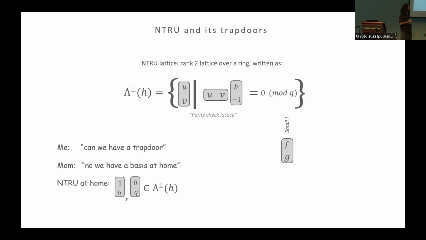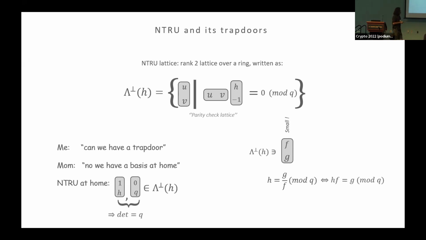Actually, I will do it backwards. I will start by constructing the first vector of my to-be good basis. So let's take (f, g), which is a small vector with f and g in the ring. And then I will set h to be g over f mod q. Why am I doing that? The answer is pretty simple, because this is perfectly equivalent to having hf equal to g mod q. And then you're like, oh, that's great, because it means that by construction, this (f, g) belongs to the lattice Γ-perp of h. So right now, I'm pretty happy. I've done half of the work.